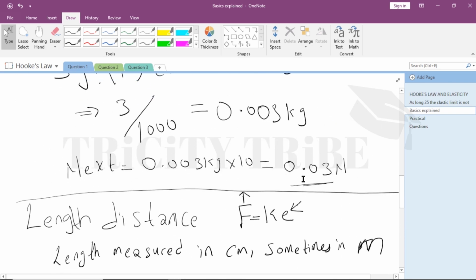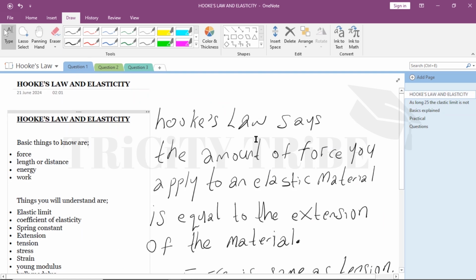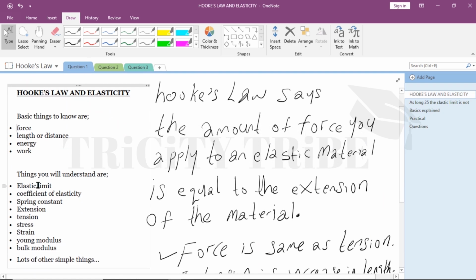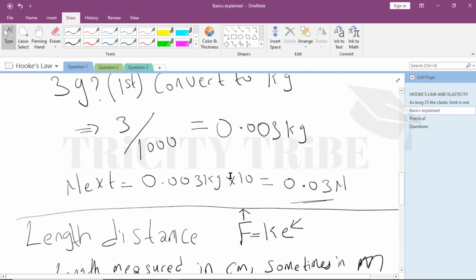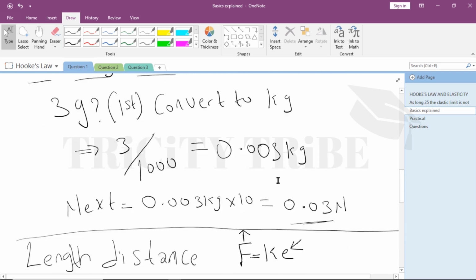Alright, so I've covered what? I've covered extension, I've covered force, right? This is the extension here, and tension, which is force, is this. Then the next thing is energy and work. Energy and work. Okay, let's go further.